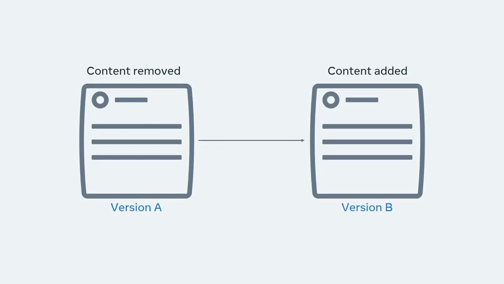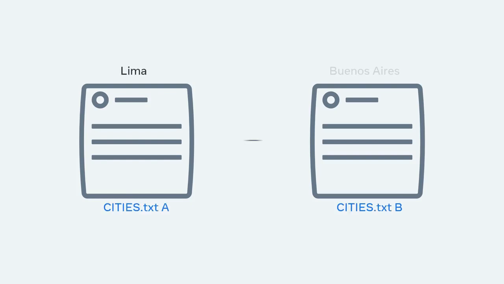It will then tell you specifically what content has been removed as well as what content has been added to the file. In your cities.txt file, git diff would tell you that you removed one city that was in version A and then added a new one that appears in version B. So, now that you've had a basic explanation, let's go into a more detailed example. In this video, I'll show you how you can use git diff.